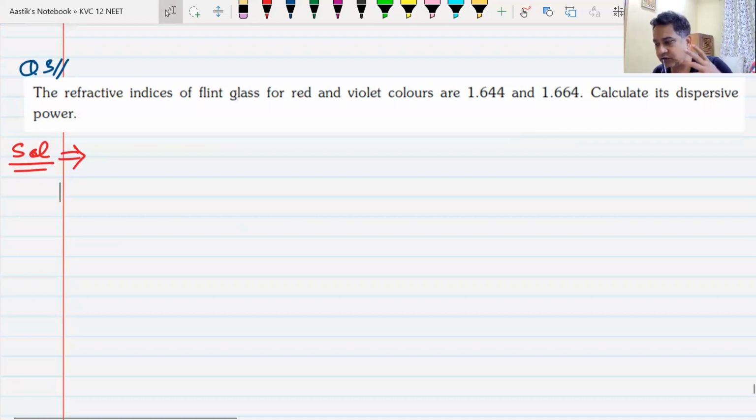It just tests your simple calculating skills. Plus, minus, divide, multiply. Nothing else. Dispersive power omega is always equal to this. Now, how quickly you can get to that result is what matters. And remember, I'm looking for an approximate answer.